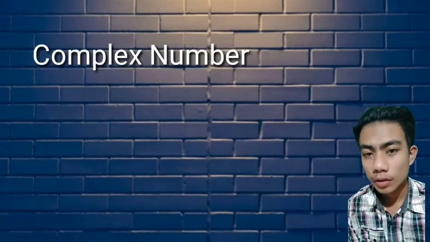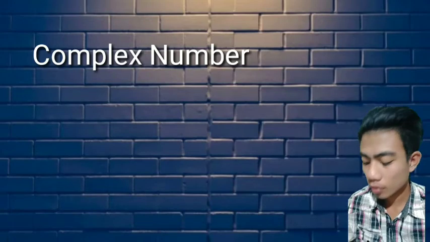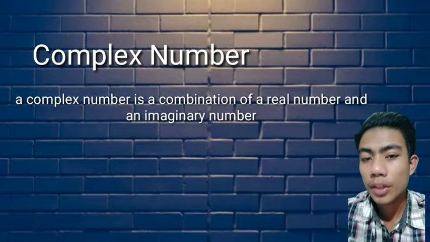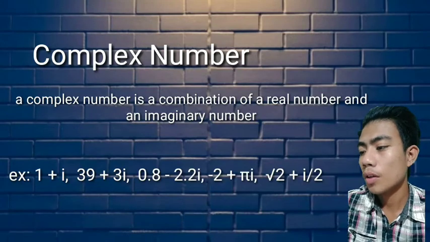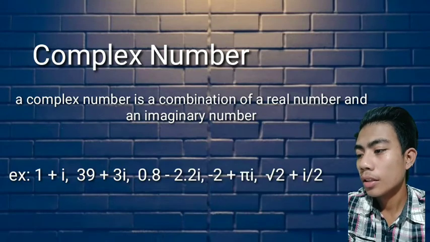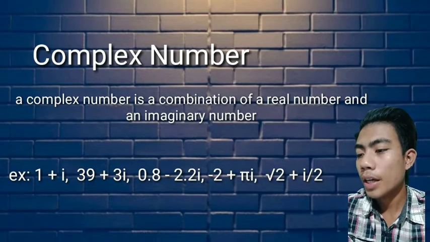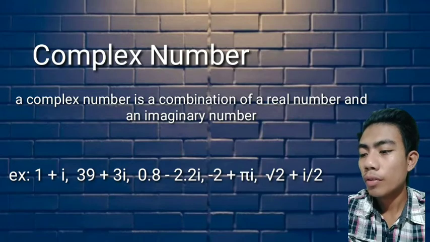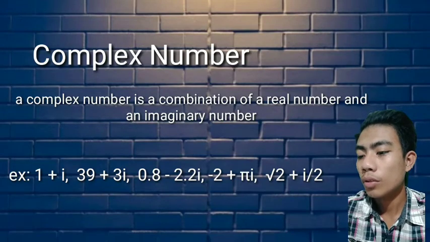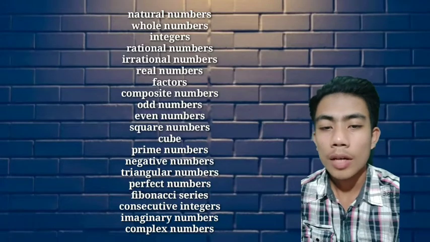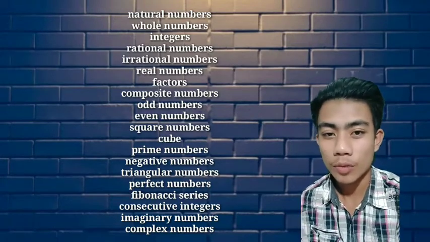Next is the complex number. A complex number is a combination of a real number and an imaginary number. For example, 1 plus i, 39 plus 3i, 0.8 minus 2.2i, negative 2 plus pi i, square root of 2 plus pi all over 2. So that's all for now. Hope you learned and understood what I've discussed.